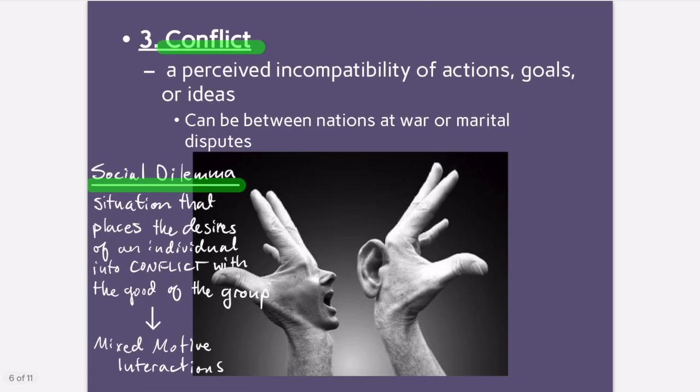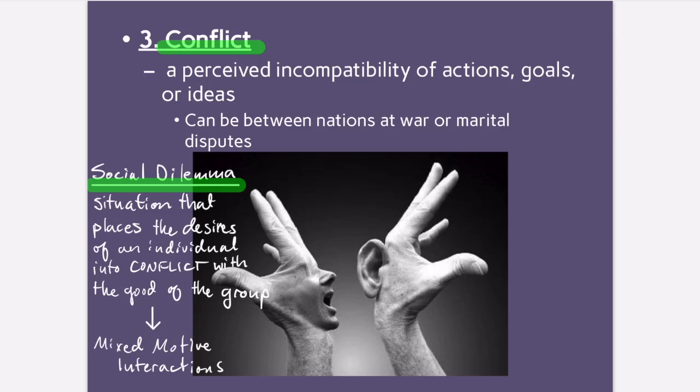So sometimes aggression is going to lead into conflict. Now, this doesn't necessarily have to be physical conflict. Confrontation of any sort could be classified as conflict, but this comes from incompatibility of action, goals, or ideas. This could be something as large as national disputes or wars versus just interpersonal disputes between like a couple or a friend group. So this relates to the social dilemma in which you're in a situation that places the desires of one person into conflict with the good of the group. This is mixed motive interactions.